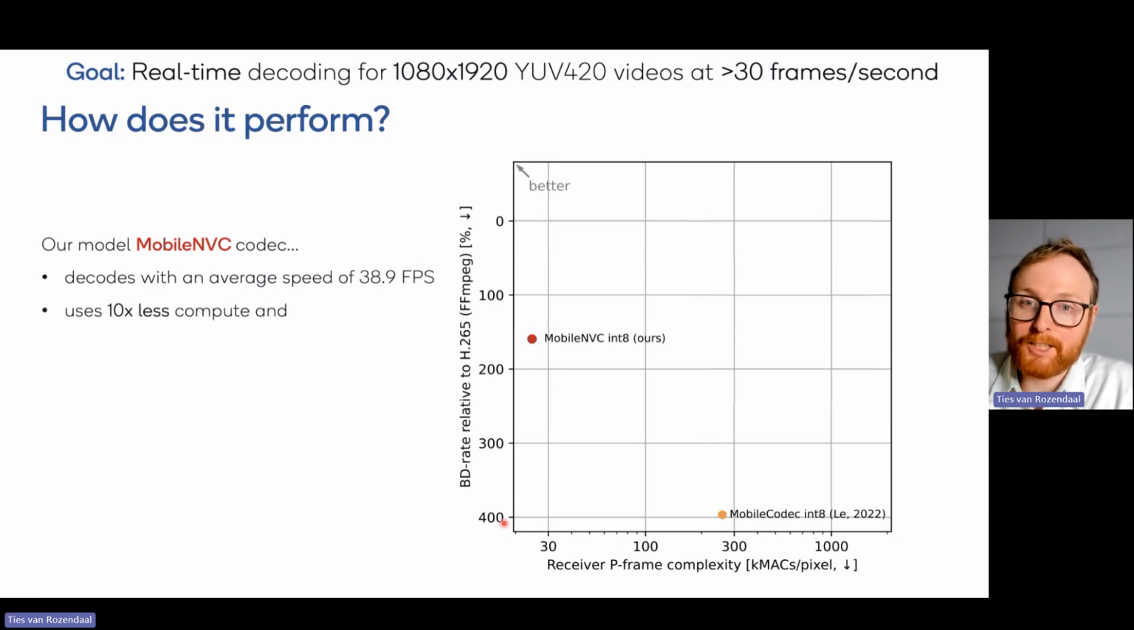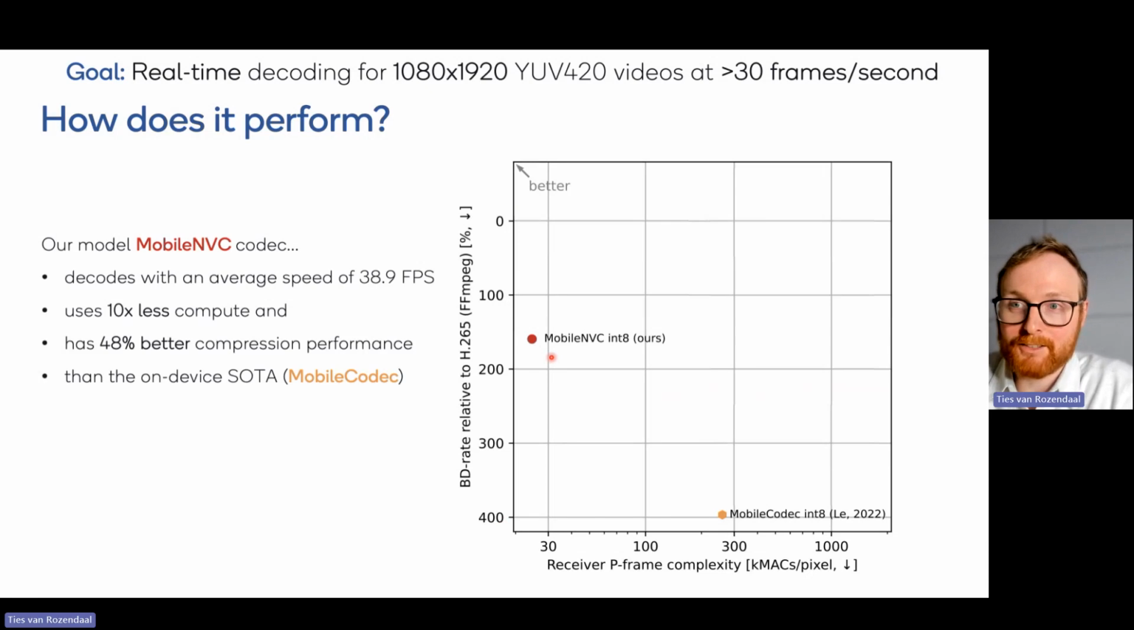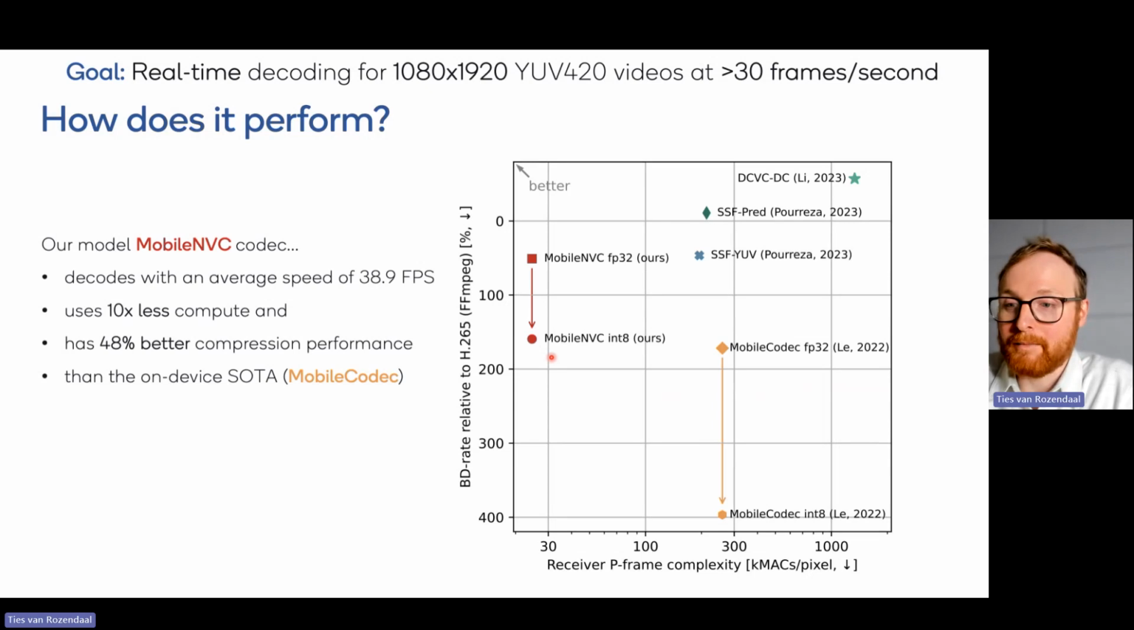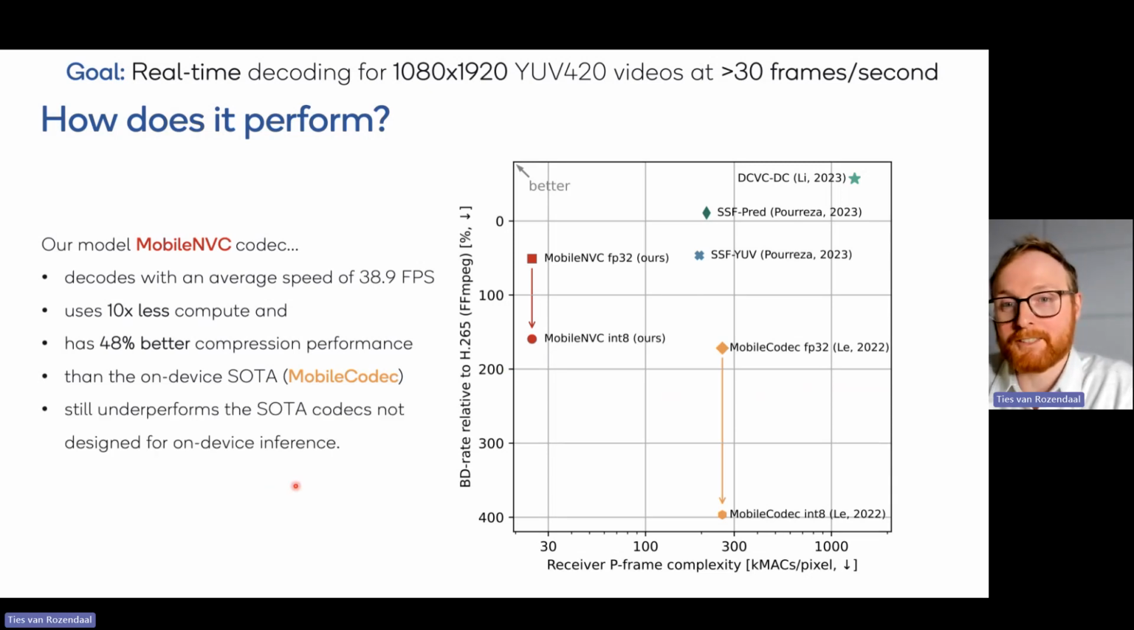The y-axis shows the compression performance, and lower is again better. And we can see that our model has 48% better compression performance than MobileCodec, even though it has less compute. So these are the only two on-device neural codecs as of today. They both have floating point counterparts, which have better compression performance. Then here are some other models which are not designed for on-device inference, and we can see that they have even better compression performance. However, again, these models are not designed for on-device inference.